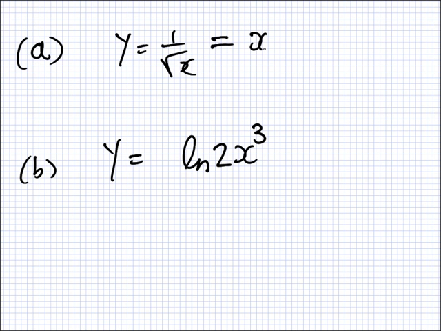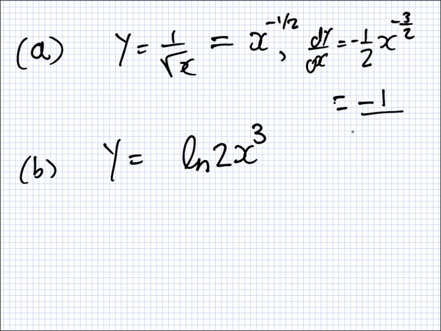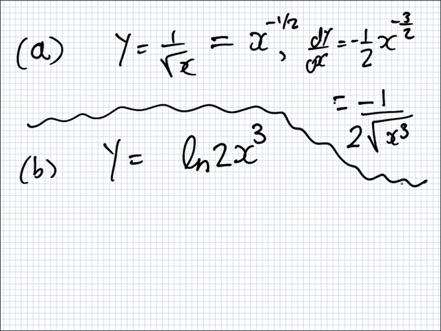First, you change this into x power minus a half. And then the rule for dy/dx is you bring down the power and you reduce the power by 1. Which can be rewritten as 1 over 2 square root x cubed, if you like. Or you can just leave it as negative 1 over 2, x power 3 over 2.